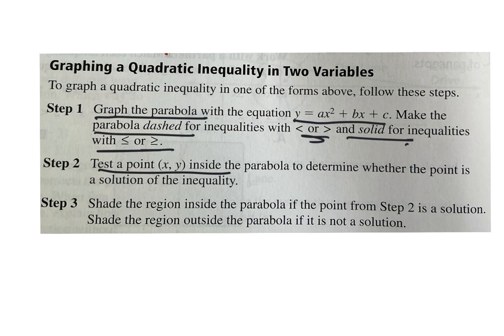If it works, let's say we test one inside and it works, we're going to shade the region inside. If it doesn't work, we're going to shade the region outside. So really a three-step process again. Graph the parabola, figure out if it's broken or solid, test a point inside or technically outside. If the point works, shade where the point is. If it doesn't work, shade where it's not.